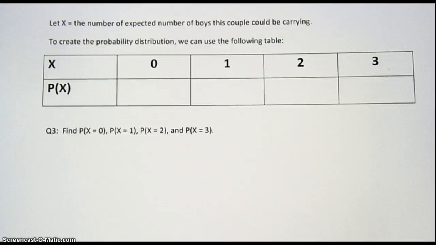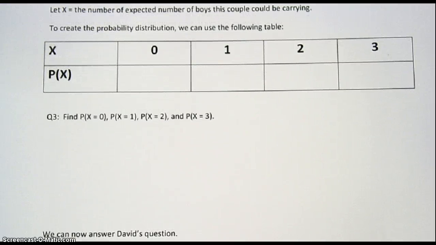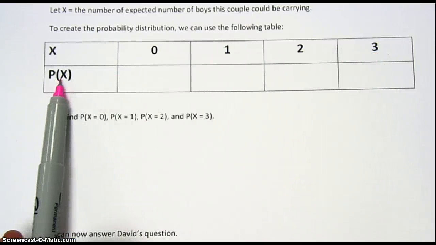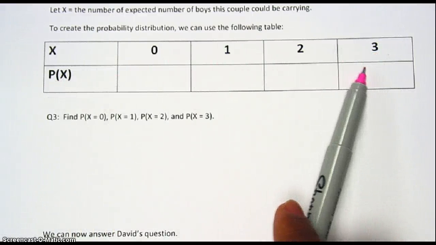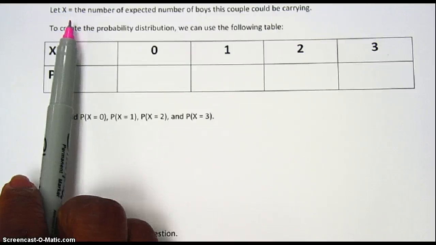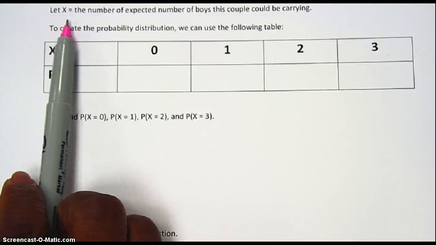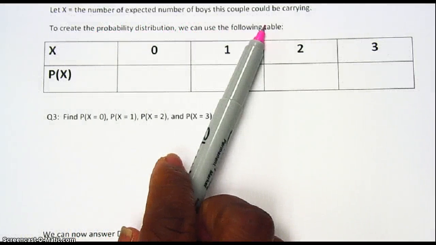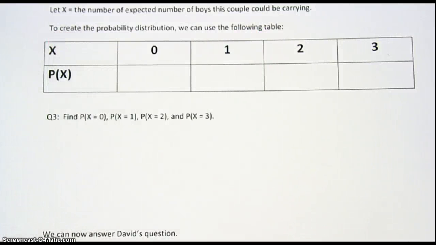Now we're going to move on to create the probability distribution. The probability distribution of a random variable shows the values that that variable can take on, as well as the probability of each of those values occurring. We're going to define the variable. This is required for every problem that we do in this course, no matter what we're doing. Define your variable. Here, we're going to let x equal the expected number of boys a couple could be carrying. And then to create the probability distribution, we're going to create a table. We can also do this in a histogram. We'll look at this in class.